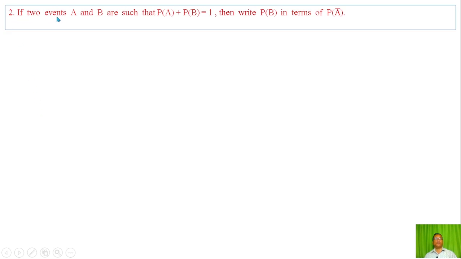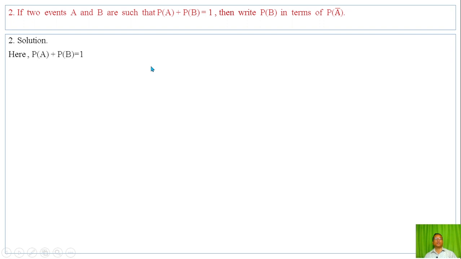Question number 2. If two events A and B are such that P(A) plus P(B) equals 1, then write P(B) in terms of P(not A). Here P(A) plus P(B) is 1, so P(B) is 1 minus P(A). But P(A) plus P(not A) is equal to 1. Therefore, P(not A) is 1 minus P(A). Then P(B) is 1 minus P(A), which is P(not A).